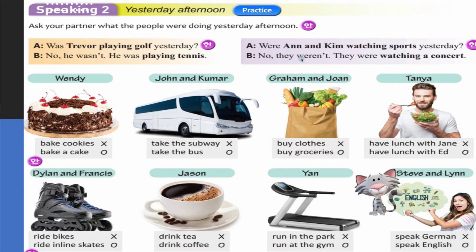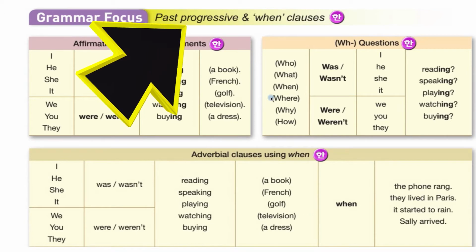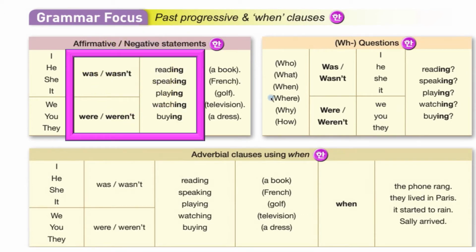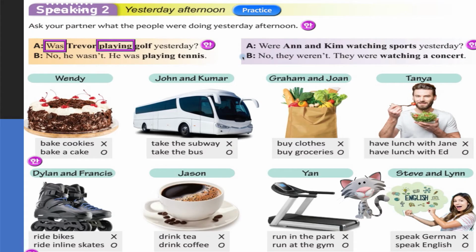Because Anne and Kim in the second example are 2 people, we use were. Were Anne and Kim watching sports yesterday? No, they weren't watching sports yesterday. They were watching a concert yesterday. We don't usually repeat what's in the question. It's an option, but you can if you want to emphasize something. Here we're using the past progressive with yes-no questions and affirmative and negative statements, with was or weren't. Let's get on and practice that.